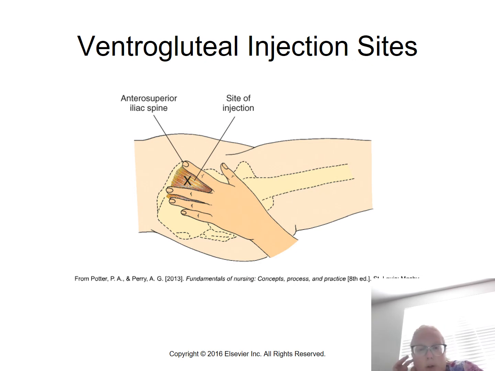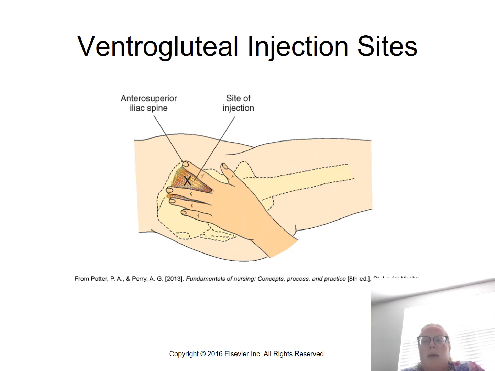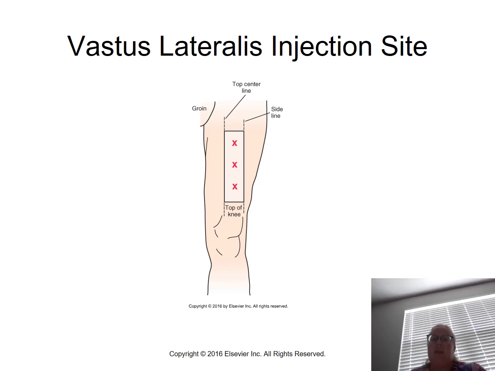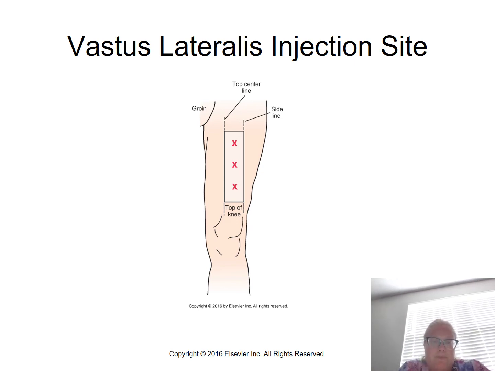Here is the ventrogluteal injection site. Again, this one is not always convenient. It's probably best to have the patient lay down, and it's typically not the quickest, but you can do this site. Then you have the vastus lateralis. This is a muscle in your thigh, and this is a very appropriate place to give an IM injection.